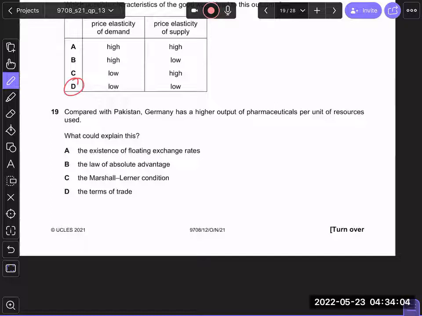कि मतलब आपके पास जो अवेलेबल रिसोर्सेज हैं जर्मनी में, और उसमें आप ज्यादा फार्मास्यूटिकल बना रहे हो compared to पाकिस्तान. Although you have the same resources, if you are using the same resources, but your output is greater in number. So this will be absolute advantage.